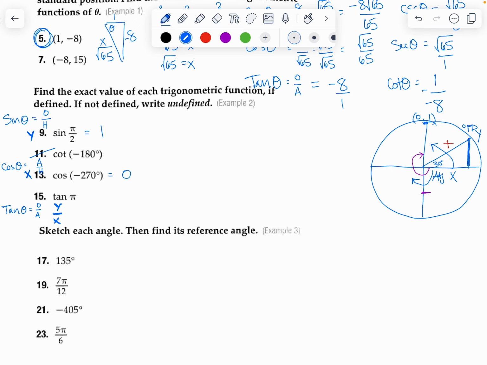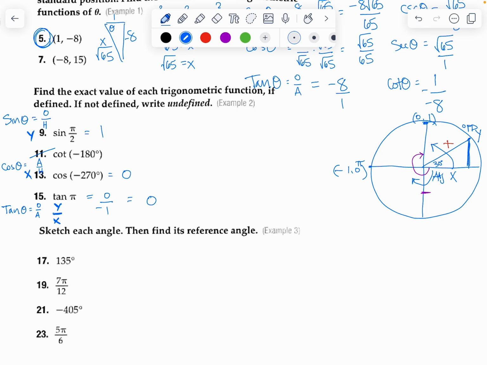All right, now let's look at the tangent at pi. Here's pi, right? At the point negative 1, 0. And the tangent there is the y value, which is 0, over the x value, which is negative 1. And that is equal to 0.